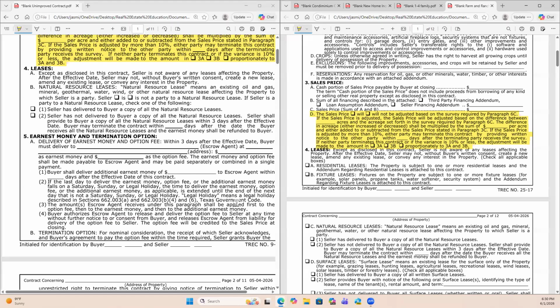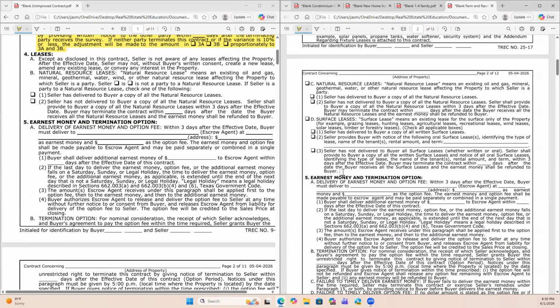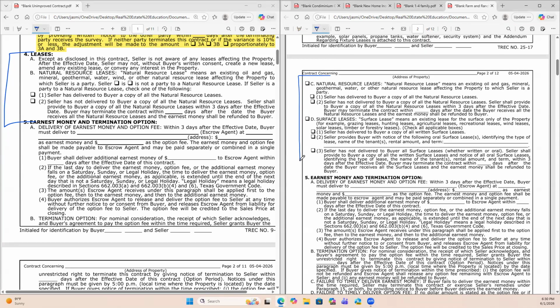When you get to the leases section, moving past the price, this is where it also differs. On the unimproved property side, this is going to look a little bit more like your 1 to 4 family. On the farm and ranch side, this is going to look more like an actual farm and ranch. Are there any surface leases? Are there any natural leases? Send me all the copies of the leases. Who's making money on this land? What kind of crops are being pulled? All that kind of stuff is on the farm and ranch side, not on the unimproved.